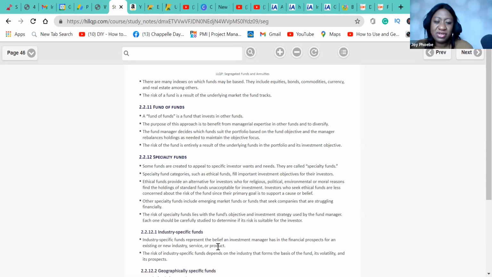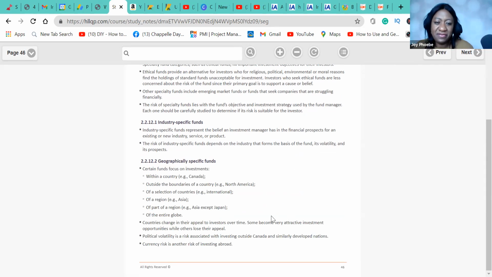Then we also have industry specific funds, which represent the belief that an investment manager has in a financial prospect for an existing or new industry. And then there are geographic specific funds. Some funds are tailored towards a specific geographic location, maybe Asia, Africa, and so on.